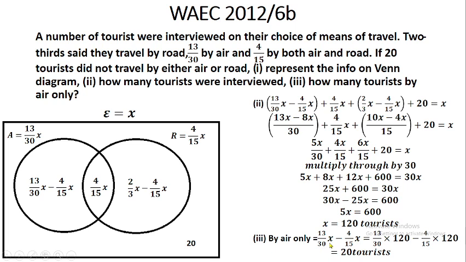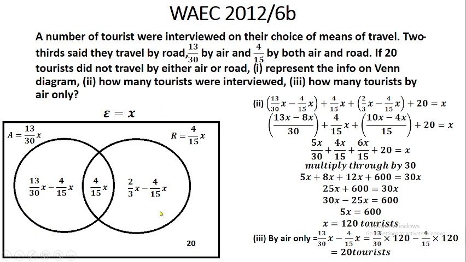Our S is 120. So that means you have 13 over 30 times 120 minus 14 over 15 times 120. So 30 will go in 120, 15 also will go in 120. So if you simplify that, that will give us 20 tourists that travel by air only.